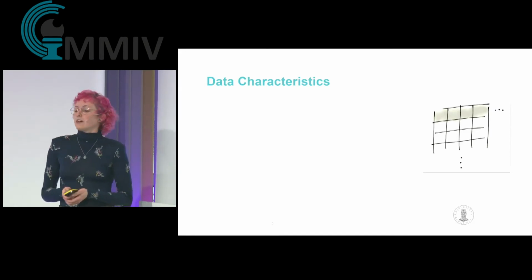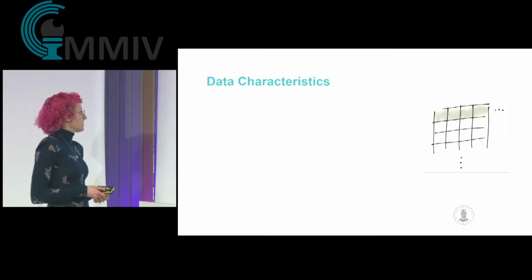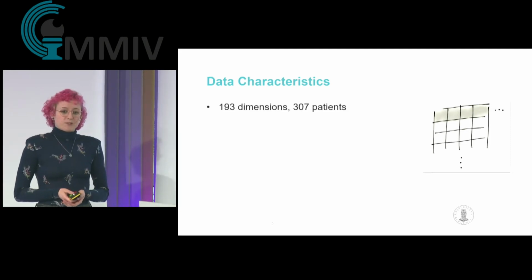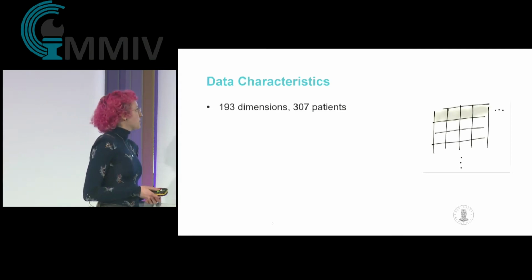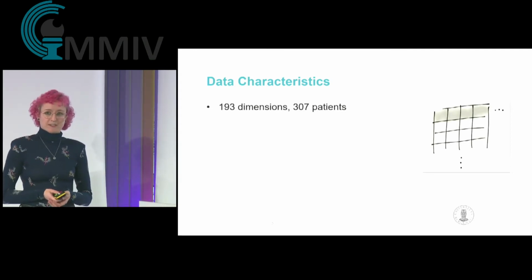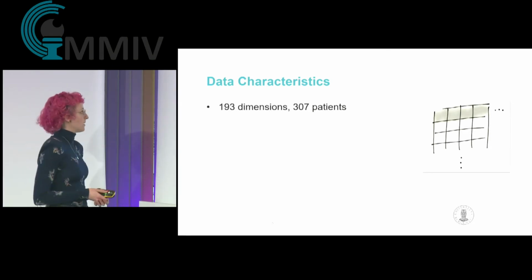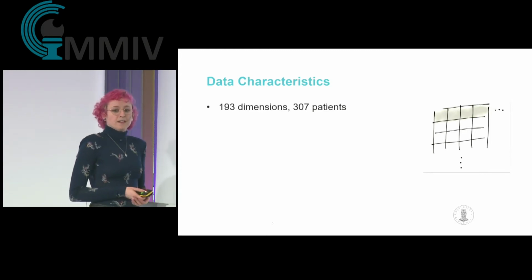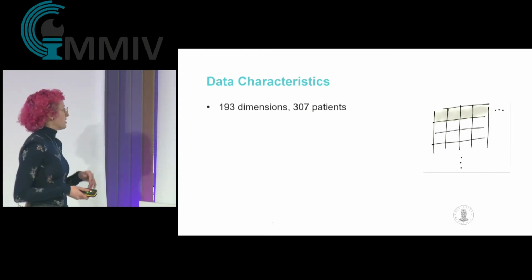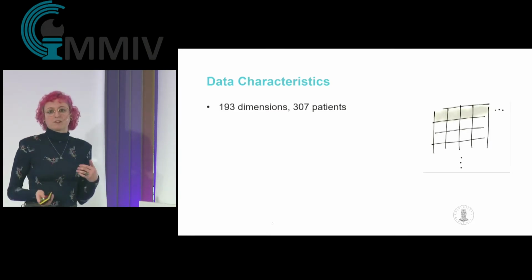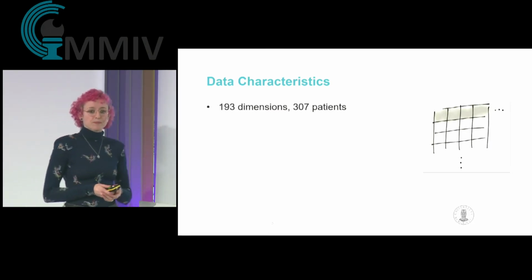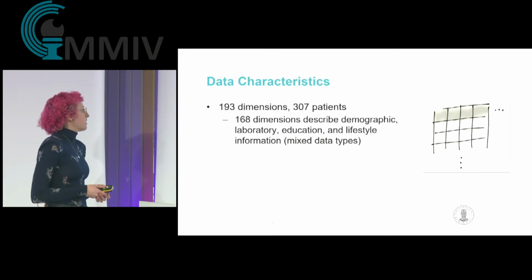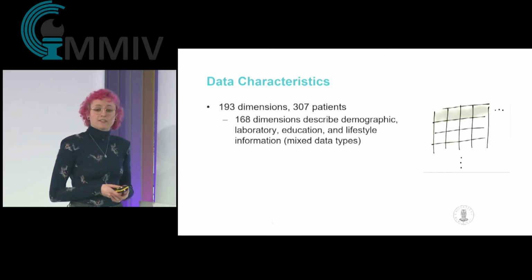And so briefly now, talking about the characteristics of the data that we worked with. This was a largely tabular data set that we were working with. And it was characterized by being fairly wide and shallow. I mean, we're not talking thousands of dimensions, but it still is a fairly overwhelming amount to work with for a clinical researcher. So 193 dimensions for 307 patients. And as a terminology definition here, dimensions mean variable, or it can also mean a column in this data table. And we had 168 dimensions that described various demographic, laboratory, education, and lifestyle information.